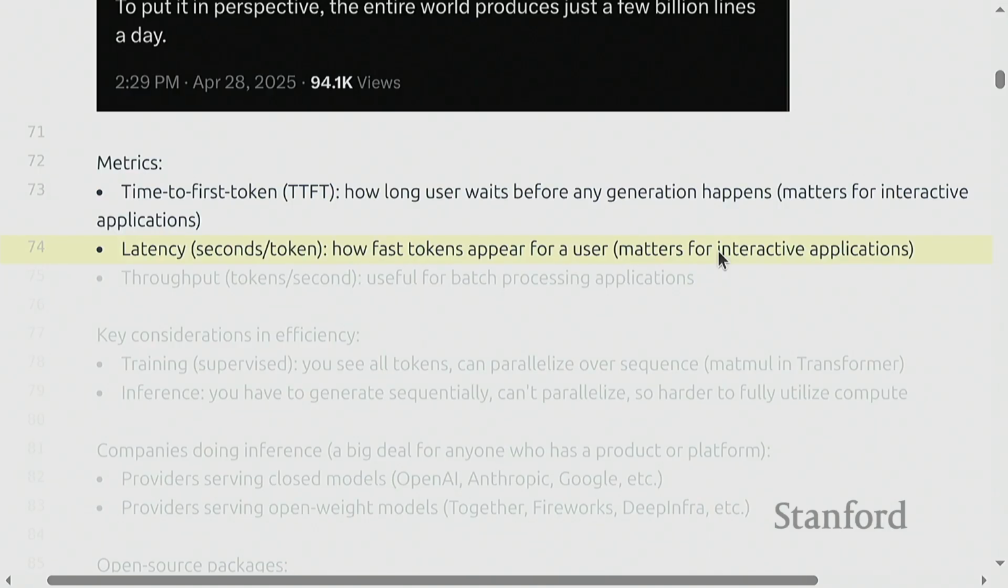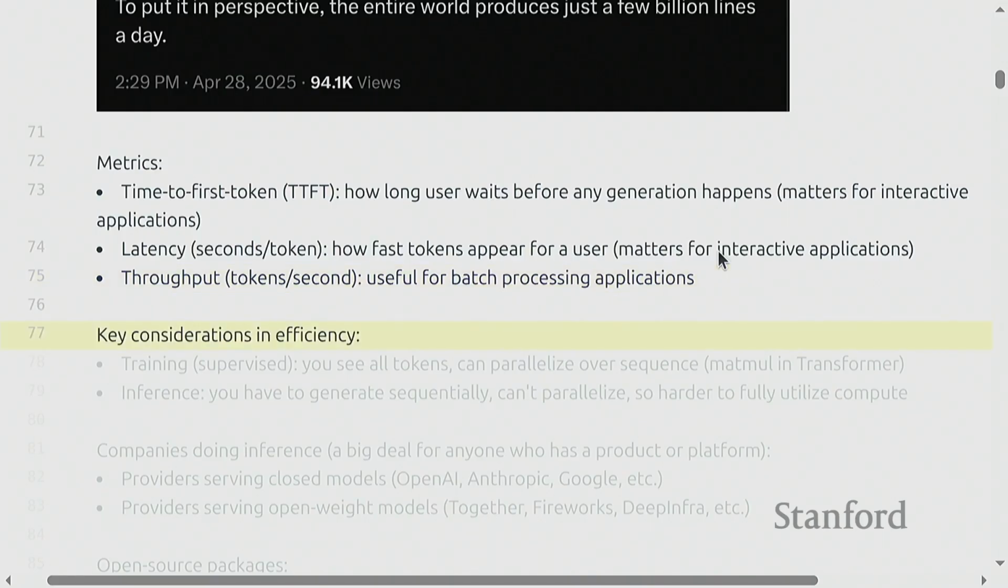This also matters for interactive applications. Throughput is something a bit different. Throughput is how many tokens in general are generated, not for individual users. So it's particularly useful in batch processing applications. High throughput doesn't mean low latency, because some requests might just take a very long time and you still have high throughput. Latency is kind of like the worst case over any individual user.